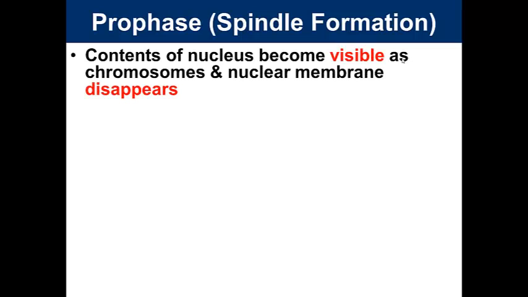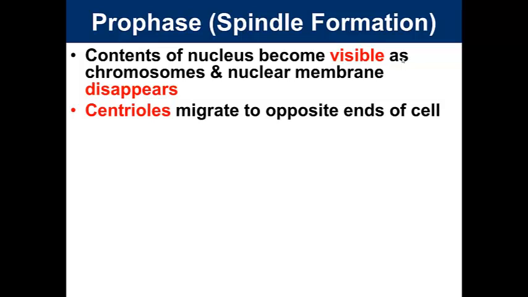In prophase, you start to get something called spindle formation. The contents of the nucleus become visible as chromosomes and nuclear membranes disappear. So that chromatin starts to condense into chromosomes, and the nuclear membrane, the membrane that separates the nucleus from the rest of the cell, disappears or dissipates.